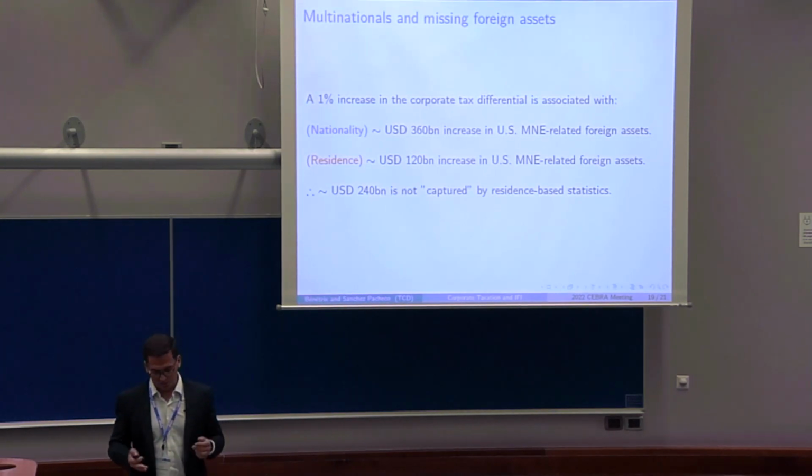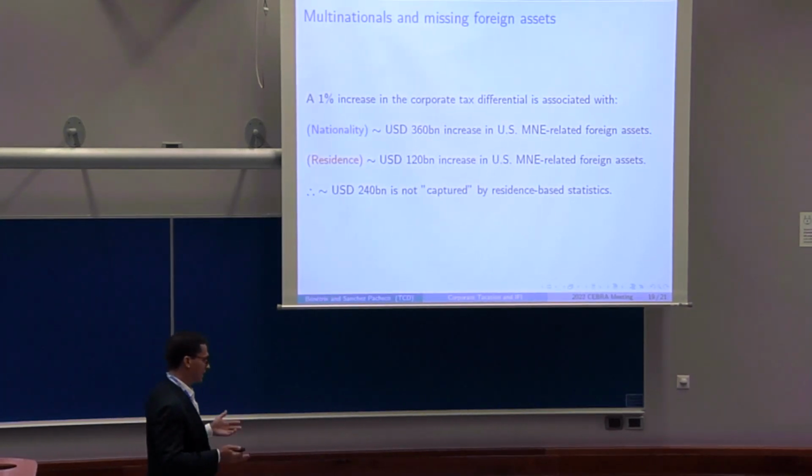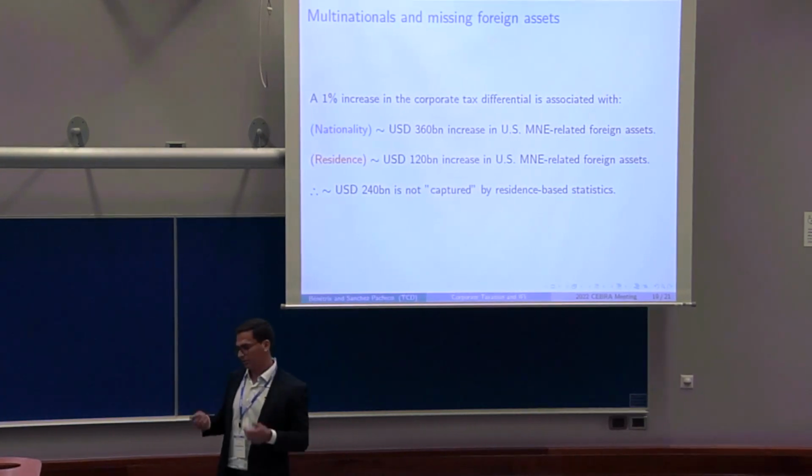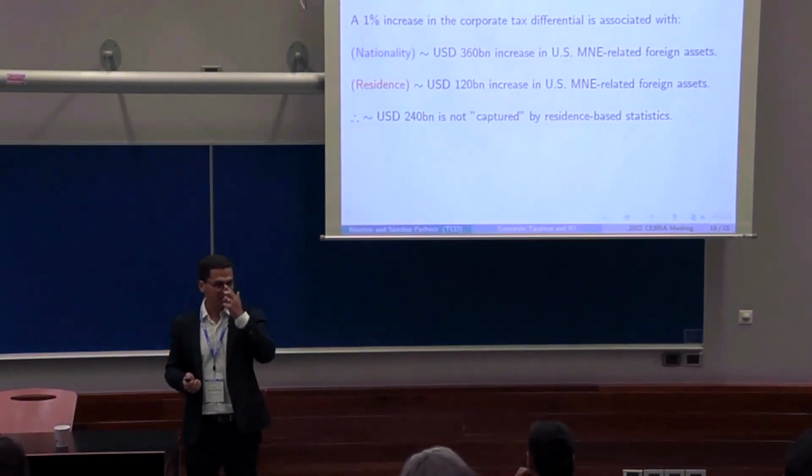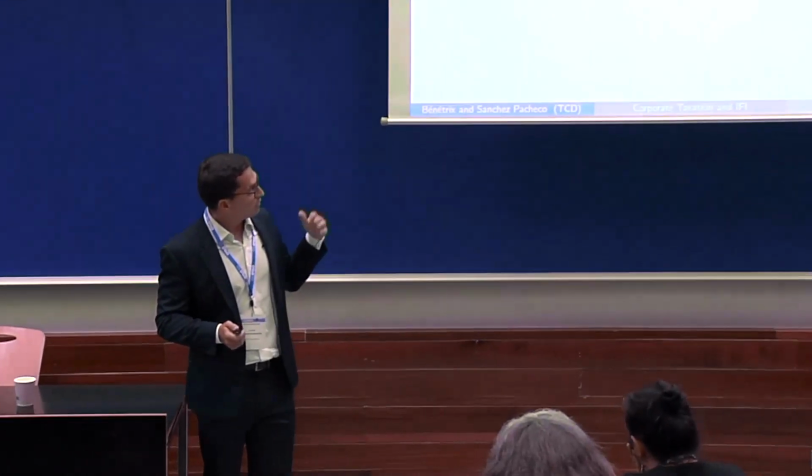Okay, how big a deal is this? Of course, in this study, we don't have the data to claim causality in any way, but we do have a simple back-of-the-envelope calculation, which is the following. A 1% increase in the corporate income tax differential would be associated with, on a nationality-based approach, a $360 billion increase in US foreign assets related to MNEs. And on the residence-based approach, a $120 billion increase in US foreign assets related to MNEs. So there is around $240 billion that would not be captured by residence-based statistics.